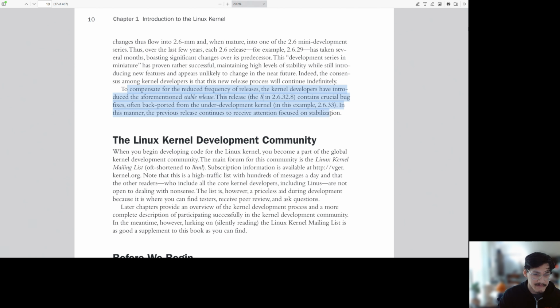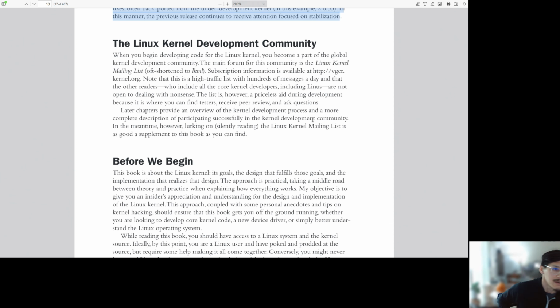Phew, almost there. When you begin developing code for the Linux kernel, you become a part of the global kernel development community. The main forum for this community is the Linux kernel mailing list, LKML. Subscription information is available at this place. Note this is a high traffic list with hundreds of messages a day, and that the other readers, who include all the core kernel developers, including Linus, are not open to dealing with nonsense, so please behave.